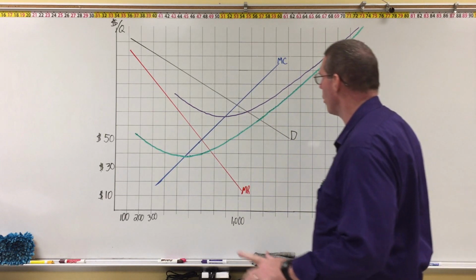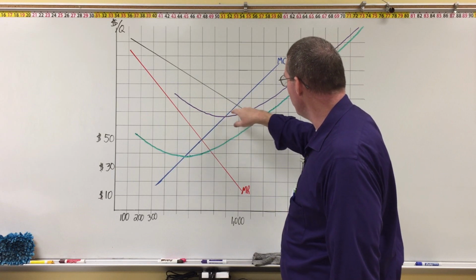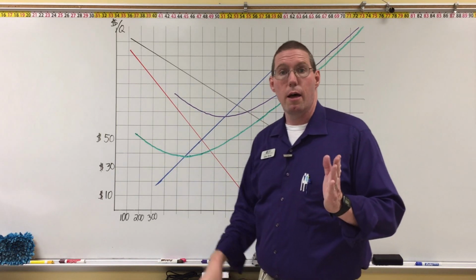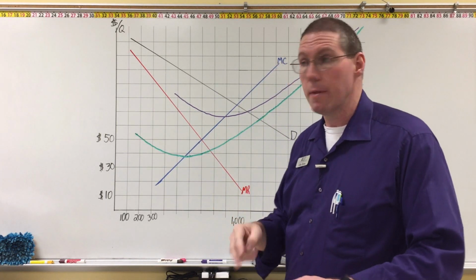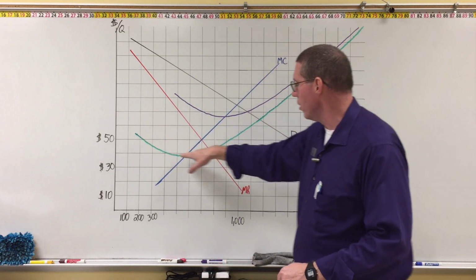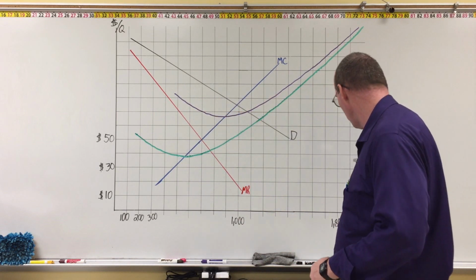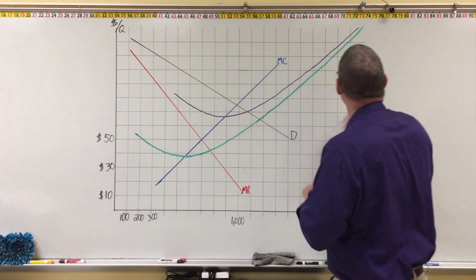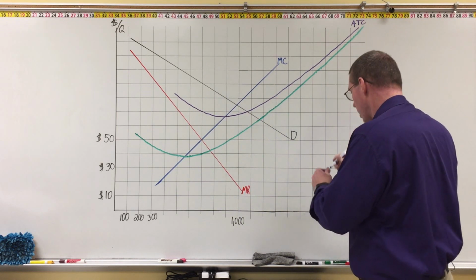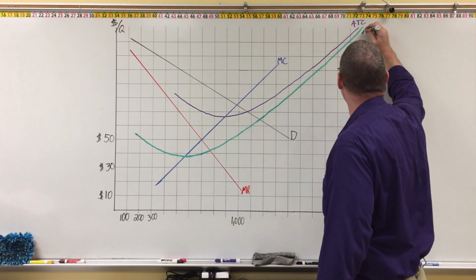And then these 2 curves that slope down and hit a minimum right where they intersect with marginal cost are both average cost curves. Recall that average variable cost is always the lower one, and average total cost is always the higher one. So this purple one is average total cost, ATC. And this green one is average variable cost, AVC.